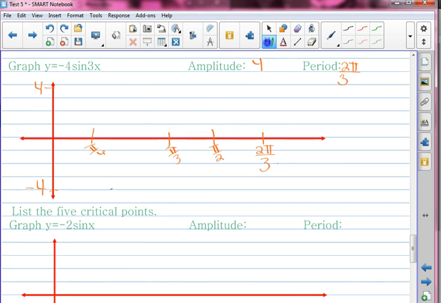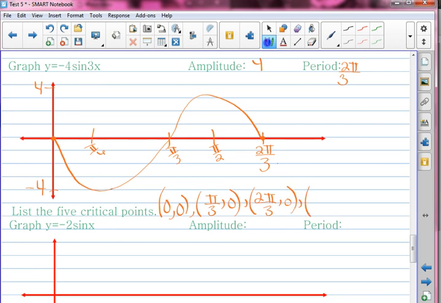Okay, and my amplitude is still 4, and negative 4. But the difference is this one's negative sign. The only thing you do different when you have a negative sign is you go down first instead of up first. So I go down, up. That is the only difference between a positive and negative sign. So 0, 0, where it crosses the x-axis, pi over 3, 0, 2 pi over 3, 0. Then you have pi over 6, negative 4, and pi over 2, positive 4.